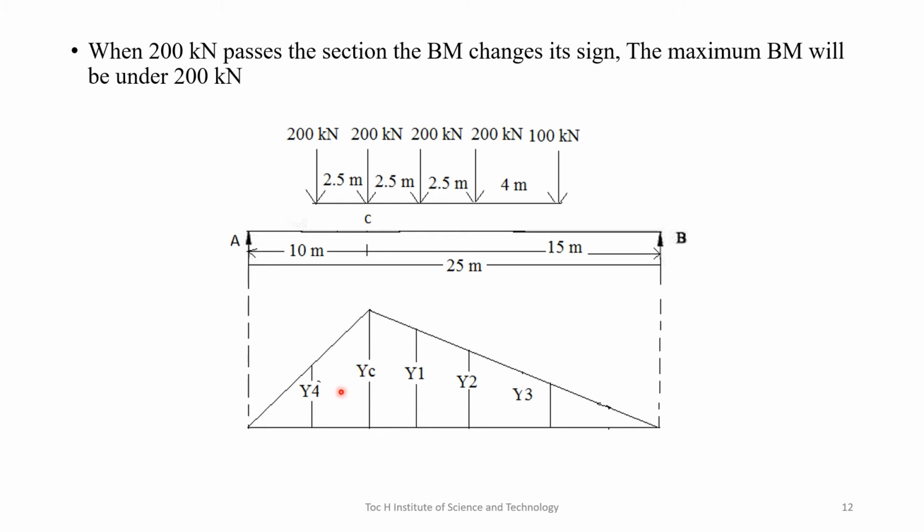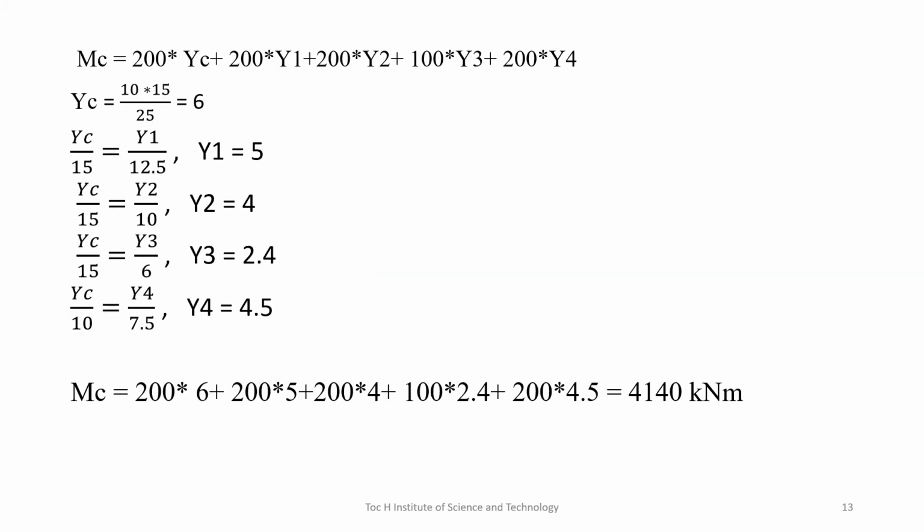So the maximum bending moment is equal to 200 into Y4 plus 200 into YC plus 200 into Y1 plus 200 into Y2 plus 100 into Y3. By using the properties of similar triangles, we can easily find Y1, Y2, Y3 and Y4. And the answer is 4140 kilonewton meters.